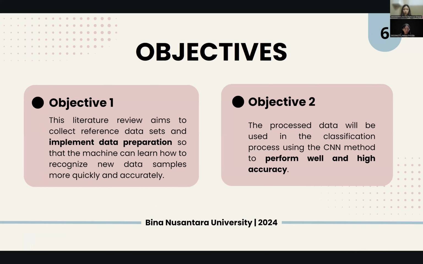The objectives of our paper are to collect reference datasets and implement data preparation so that the machine can learn how to recognize new data samples more quickly and accurately. And the processed data will be used in the classification process using the CNN method to perform well and with high accuracy.